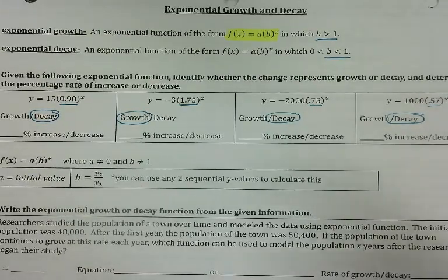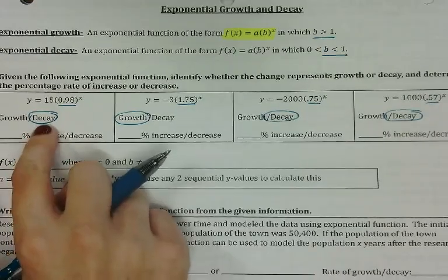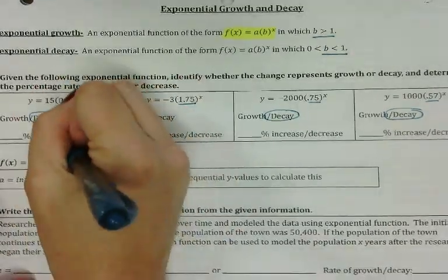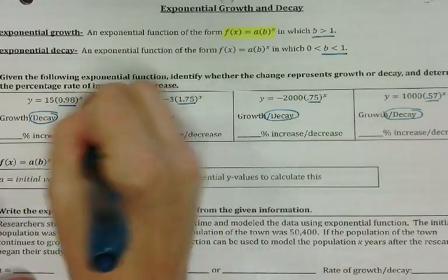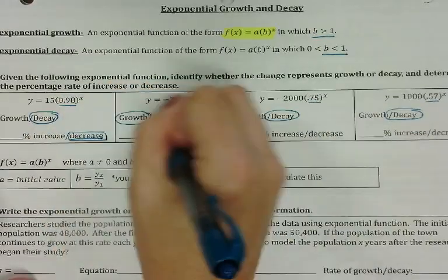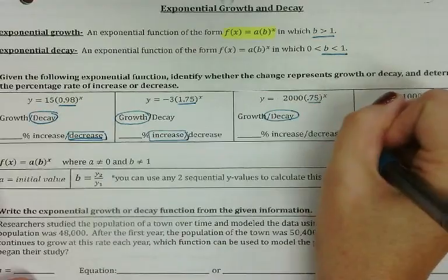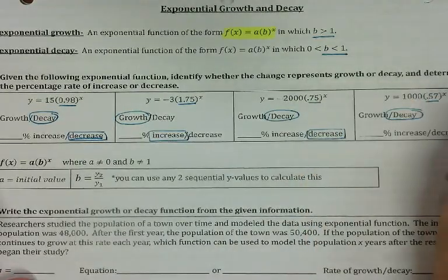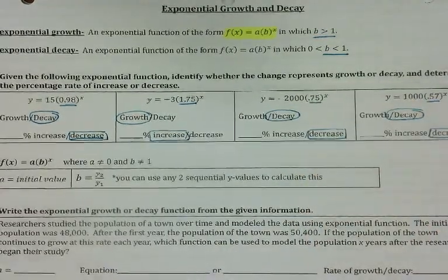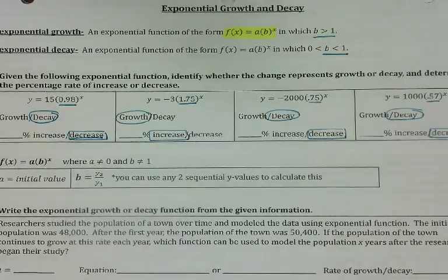That is going to help you eliminate some options and some answers. Now here's the deal. When you have decay, you are always decreasing. If you have growth, you are increasing. Growth is an increase. Decay is a decrease.